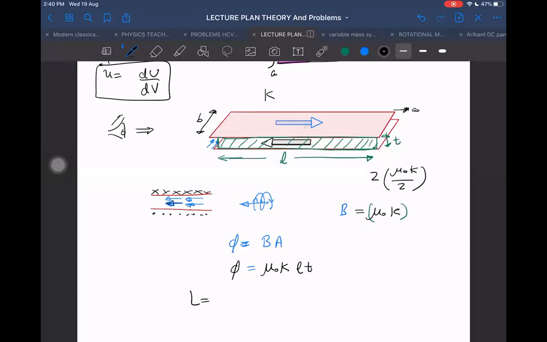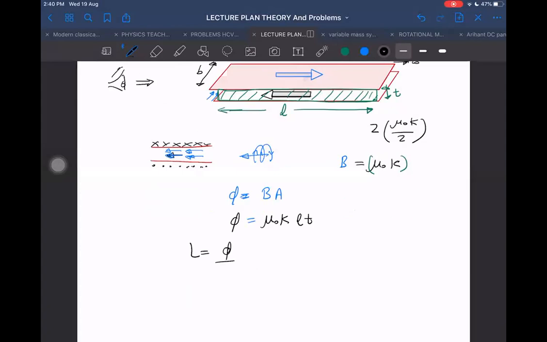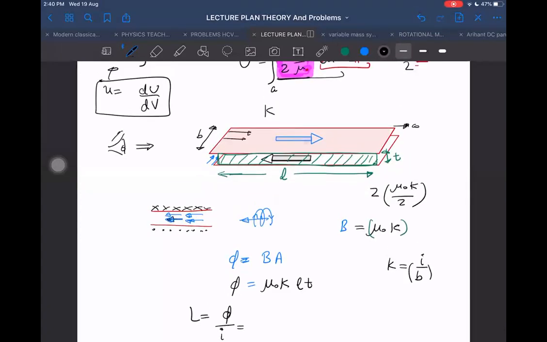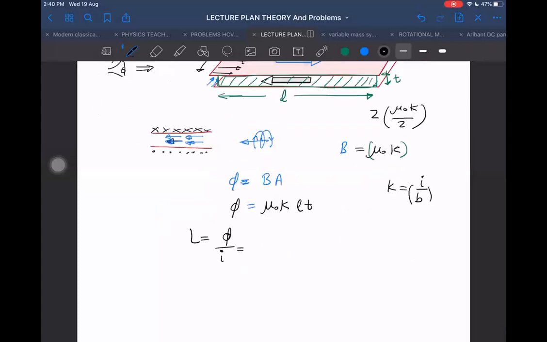What is self-inductance? Flux per unit current. So I think we can get it now, because I know K is equal to current flowing per unit width. The current is flowing in this direction, and in this direction the current is flowing. We know that net current is equal to I. So I upon B will be K. What do we get now? Mu naught into I into L into T divided by B into I. Mu naught into L into T divided by B.